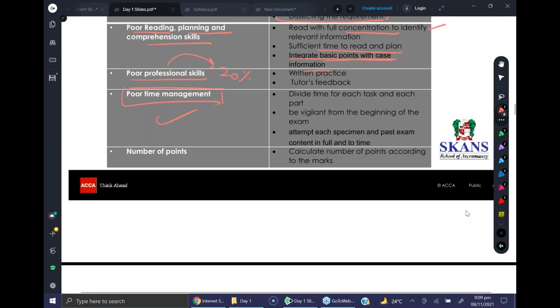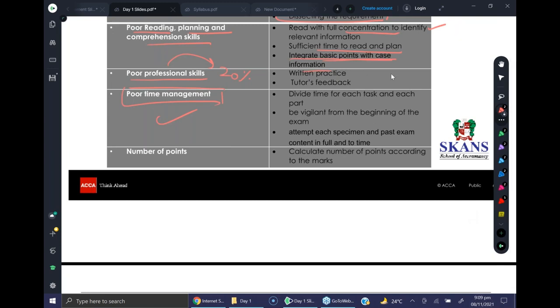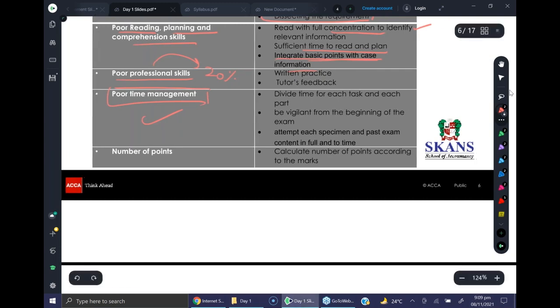Yeah, so that's the approach you should be aiming for, and that comes with practice only. Otherwise, it's very hard to manage time in the very first exam of SBL, which is your final exam. So do your practice of time management also.